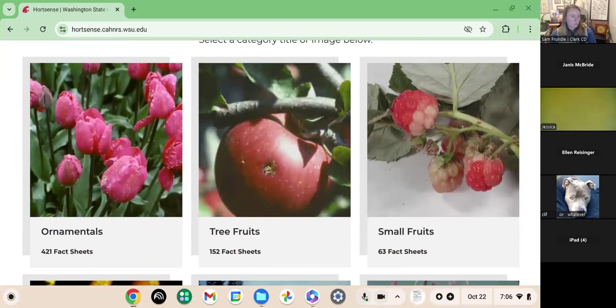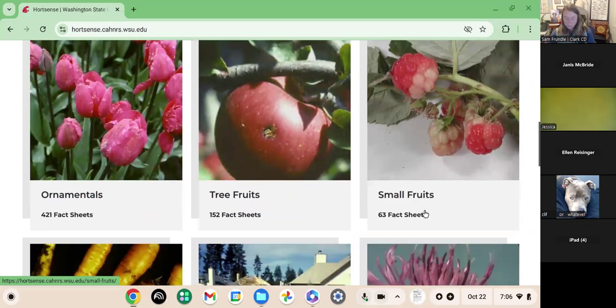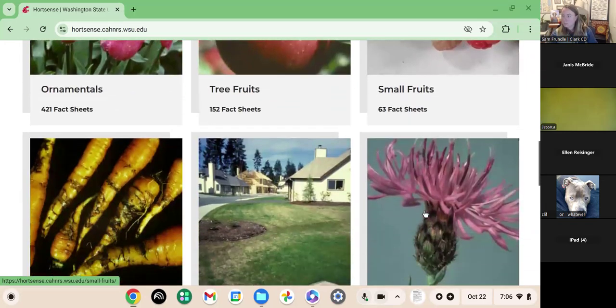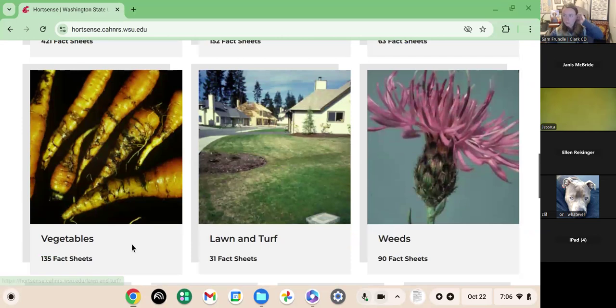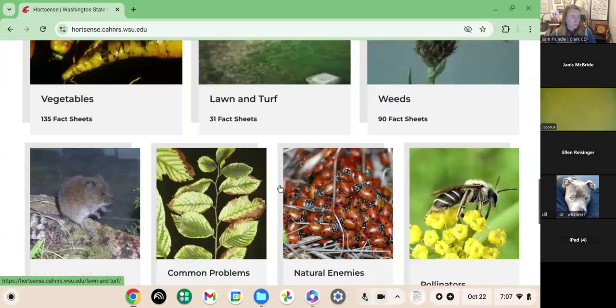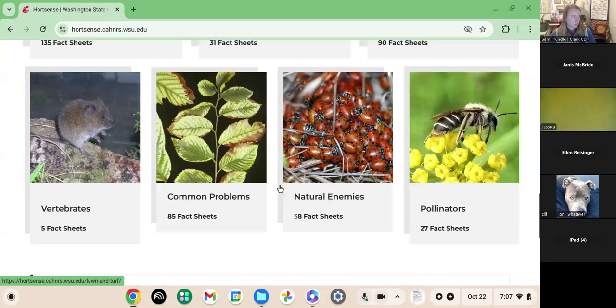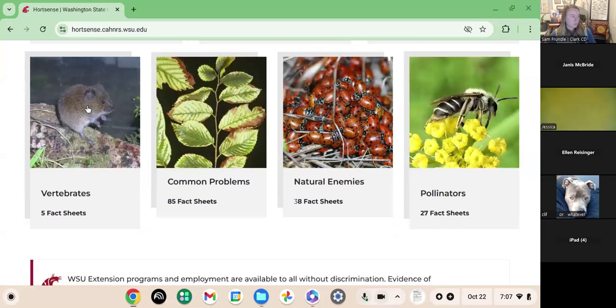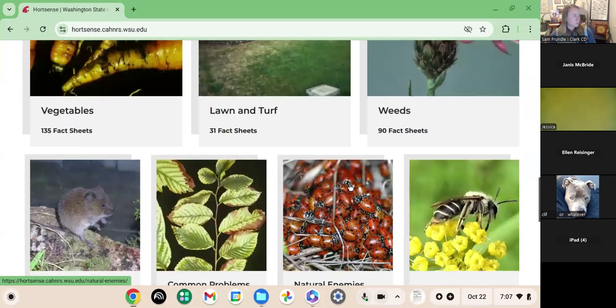Ornamentals, for example, have 421 fact sheets. Fruit trees, small fruits like raspberries. Vegetables, we have 135 fact sheets. Lawns and turf, 31 fact sheets. Weeds, how to get rid of 90 different weeds. Vertebrates, there's our little friend the vole. Other common problems, and then what are some natural enemies and pollinators. This is a wealth of information.